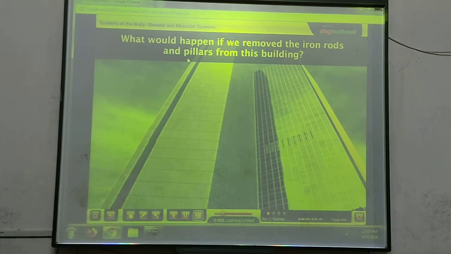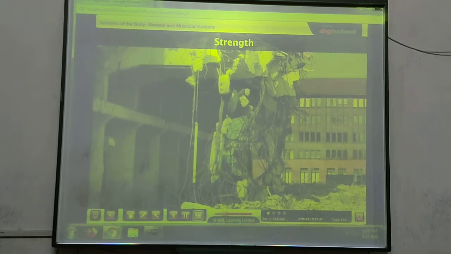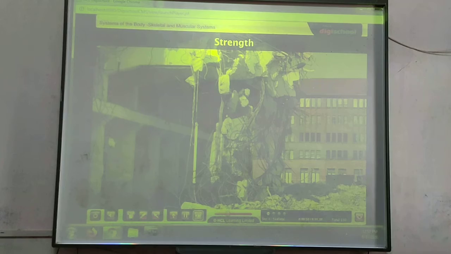What would happen if we removed the iron rods and pillars from this building? The building would fall down because it gets its strength from the iron rods and concrete pillars.